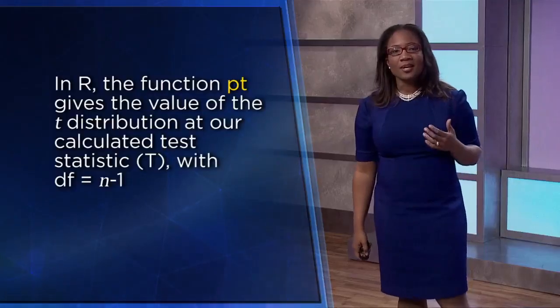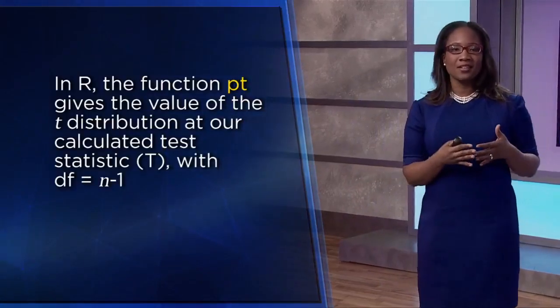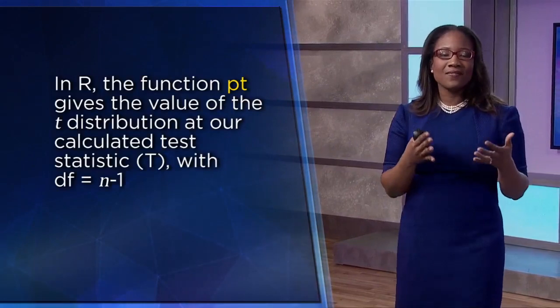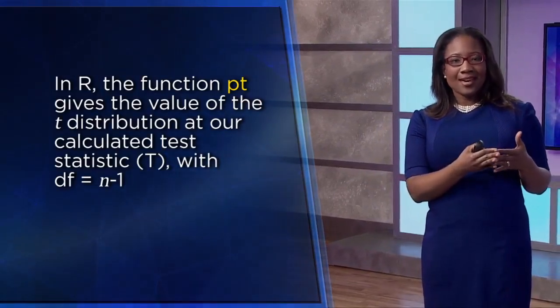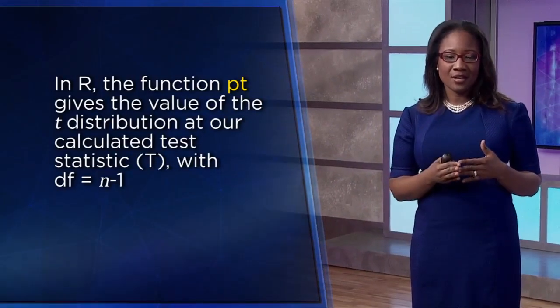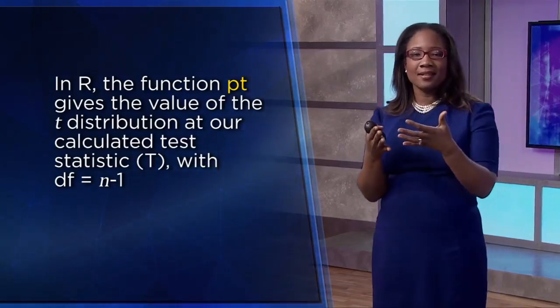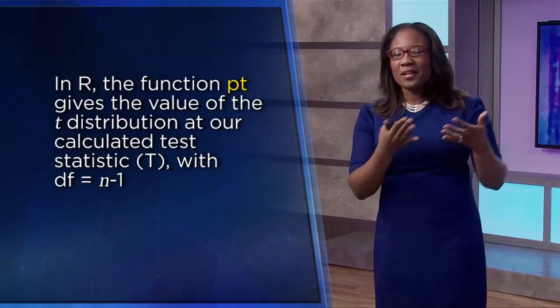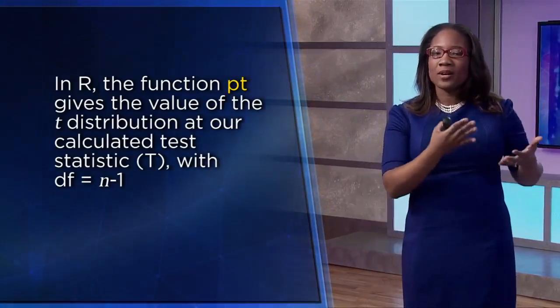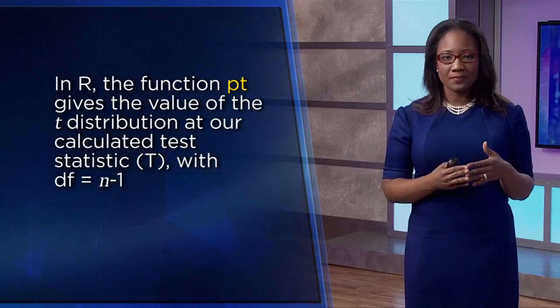Now, this is where the p-value's importance is critical, because the p-value tells us exactly where the cutoff is for this particular sample. So in R, we can use the pt function, and this gives us the value of the t-distribution at our calculated test statistic with n-1 degrees of freedom, right? So we've calculated t from our sample, and then we're going to plug that into pt to tell us where it falls along the t-distribution.